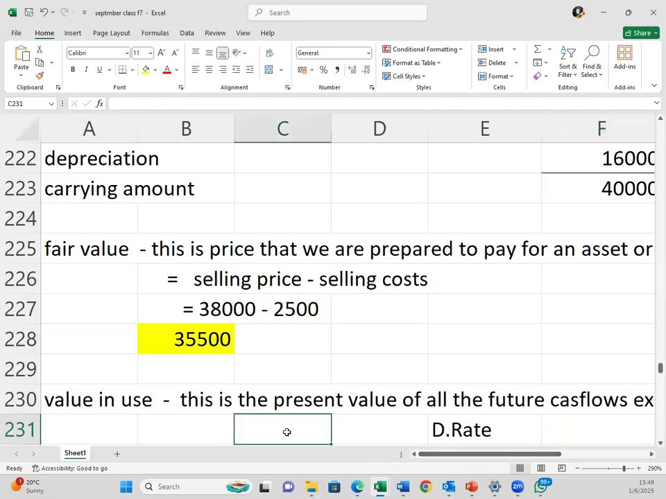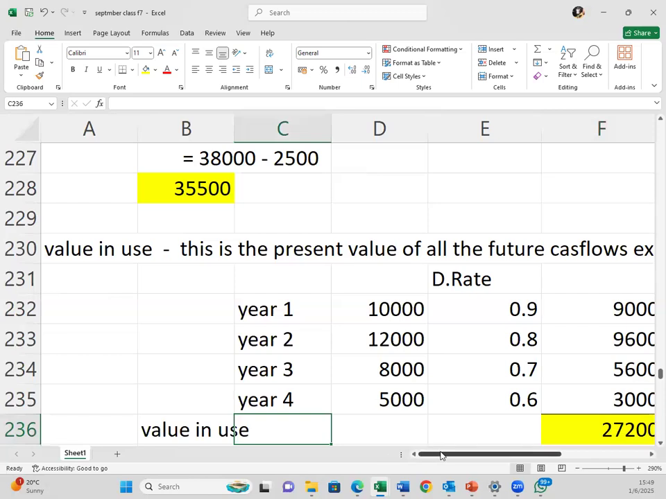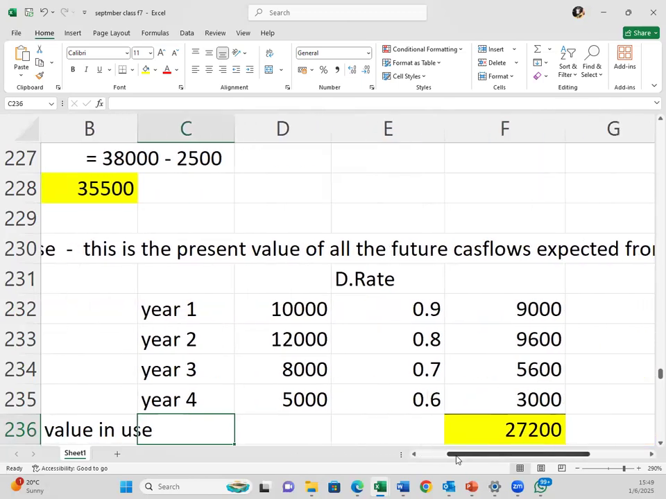But these are projections. So the value in use is a projection. We are estimating that if we keep using this asset, in year one, how much are we expecting to receive? Up to the last year we're expecting to be using the asset. So these projections, please be sure to discount them to present value. So we did come up with these projections, and the value in use calculated was 27.2.